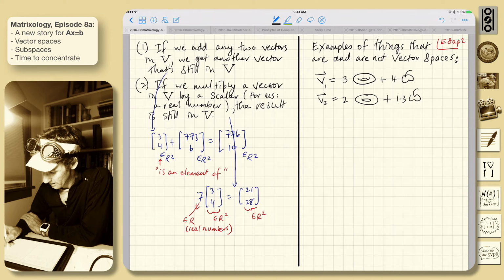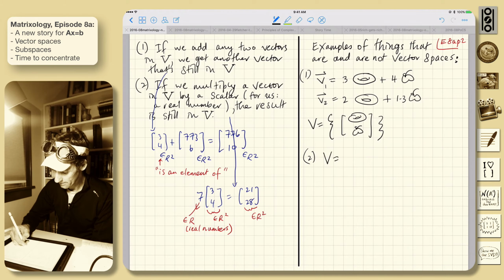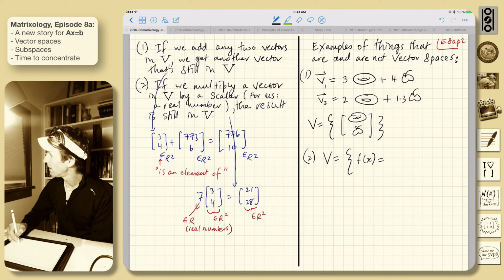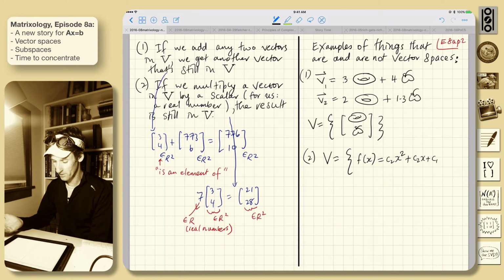And then 2. There are some funny ones. For instance, you would write it like this. V is all functions that are of this form. So just try not to confuse everything. We have c2x squared plus c1x plus c0. So functions, polynomials of order 2.